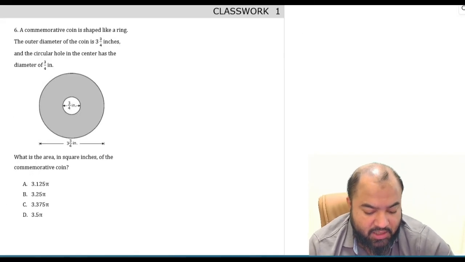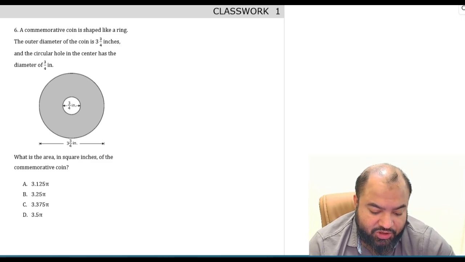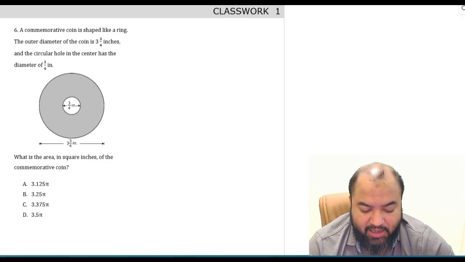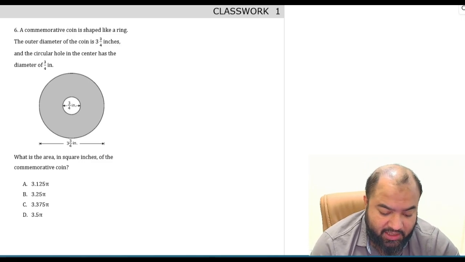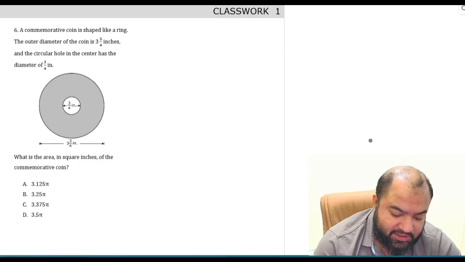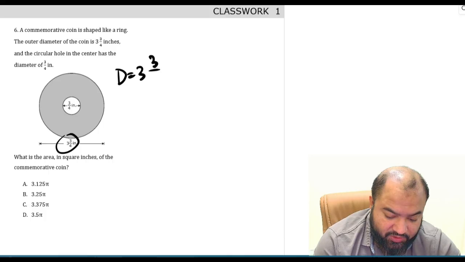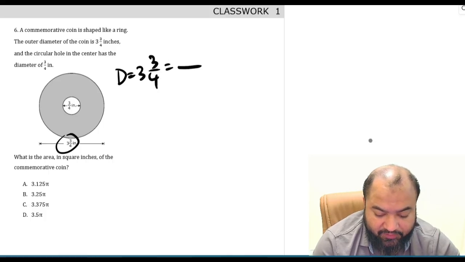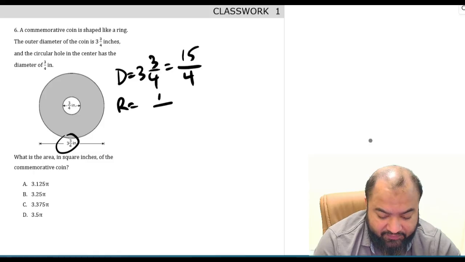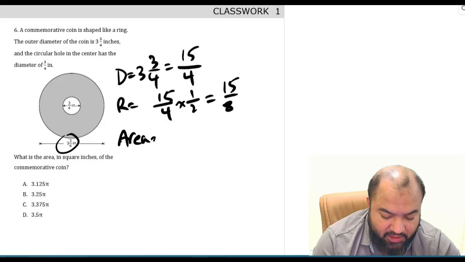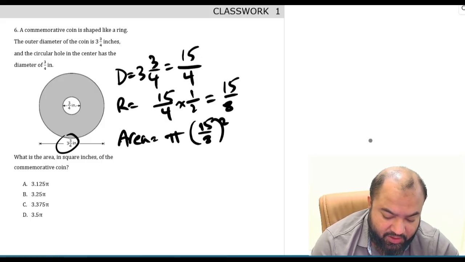Okay, number 6. A commemorative coin. It's a coin shaped like a ring. The outer diameter of the coin is this. Inner diameter is given. What is the area? Okay, this one is easy. So the big diameter is what? 3 3/4. Make it improper fraction. 15/4. Radius will be half. 15/4 times half. That's 15/8. Area is pi times 15/8 squared.